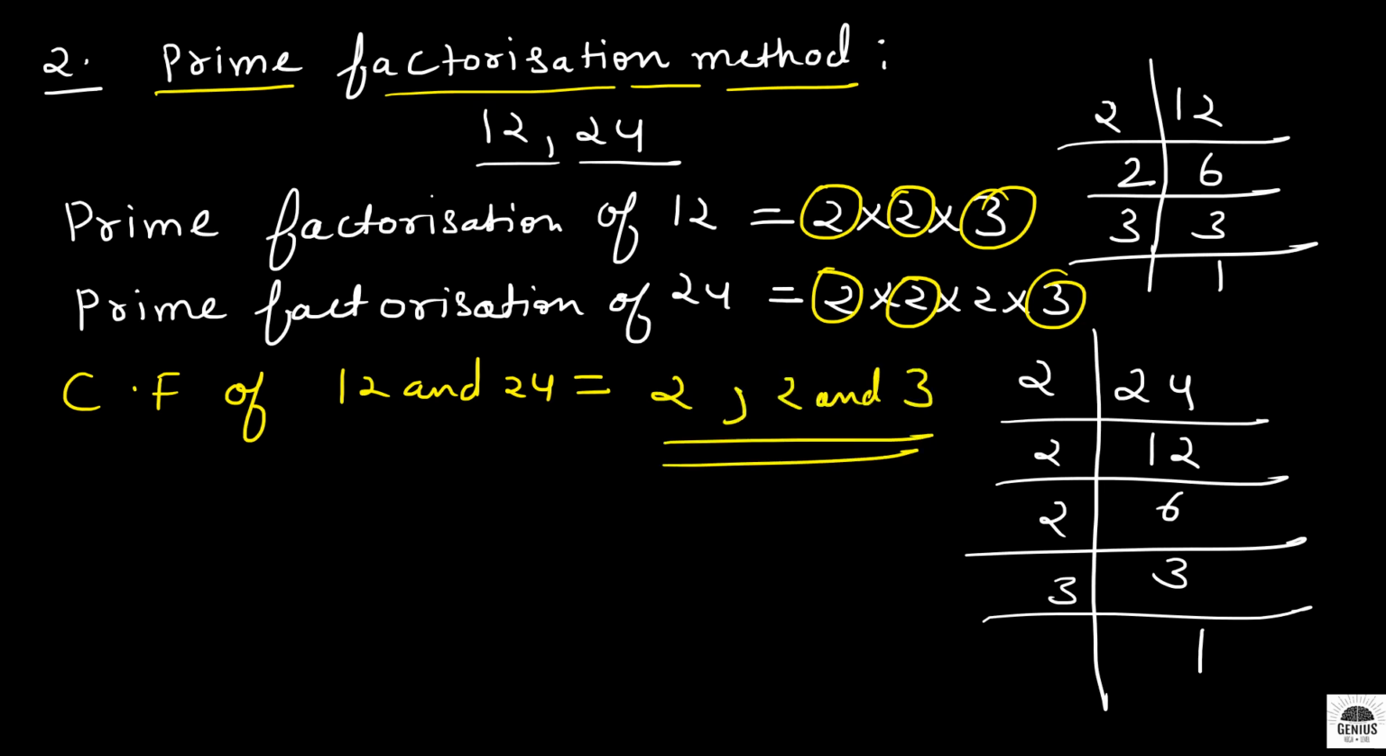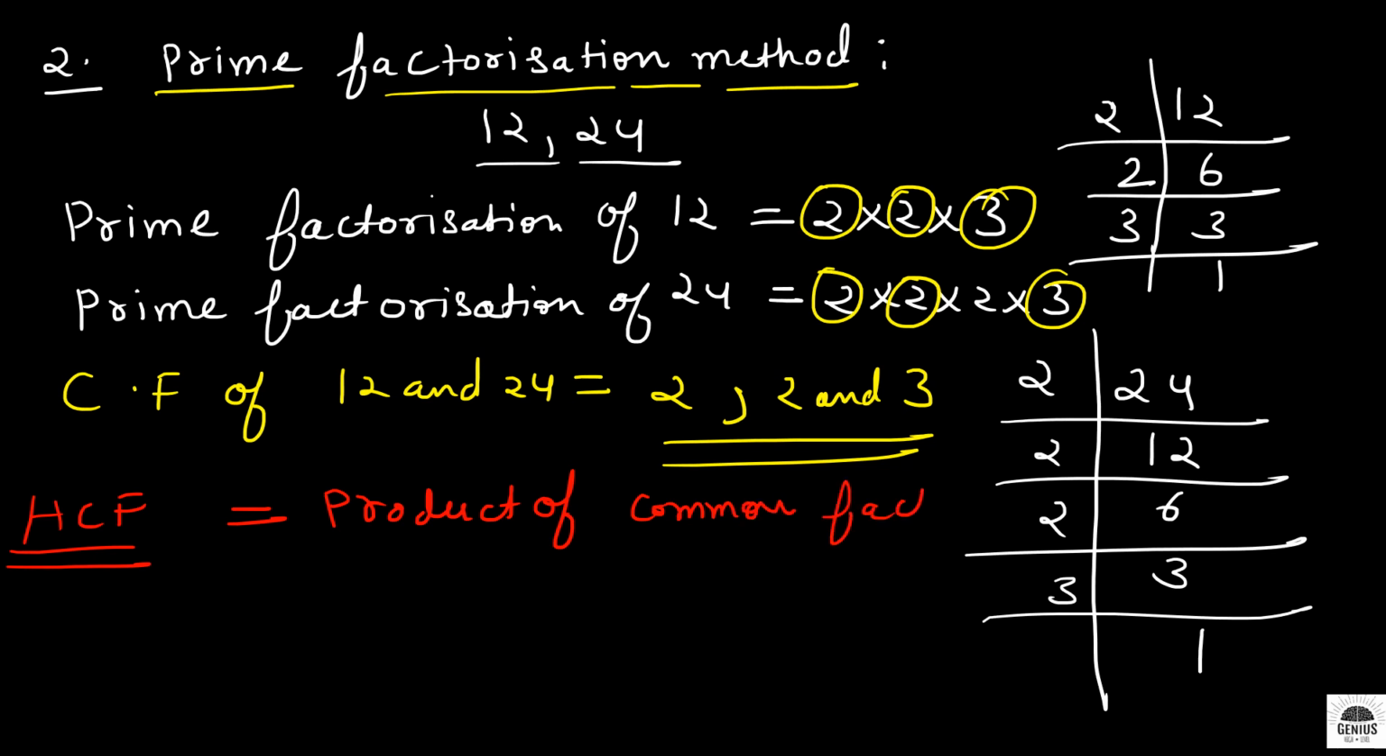Now to find out the HCF, we will just multiply these numbers. So the HCF is equal to the product of common factors. So 2 into 2 into 3, so 2 twos are 4 and 4 threes are 12. So the HCF of 12 and 24 is 12.